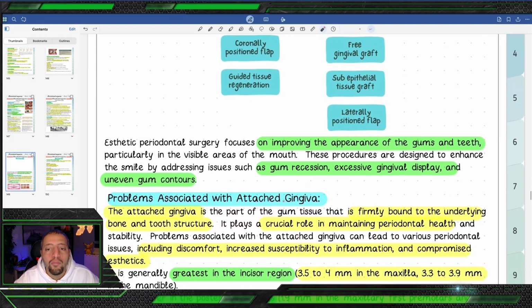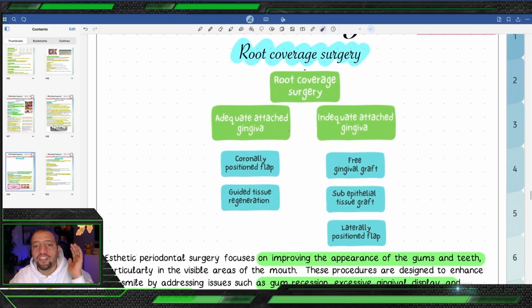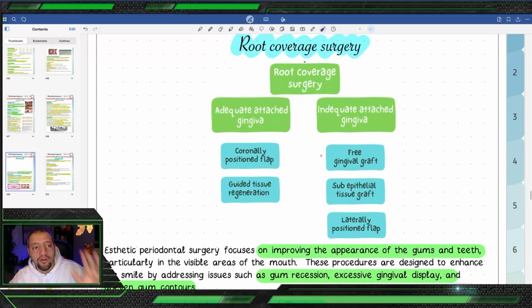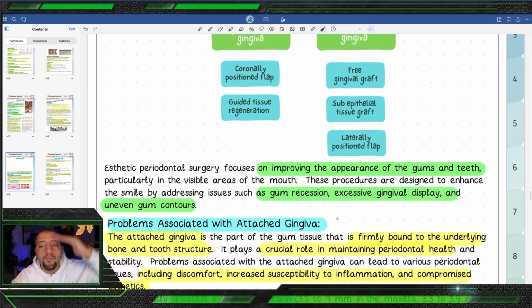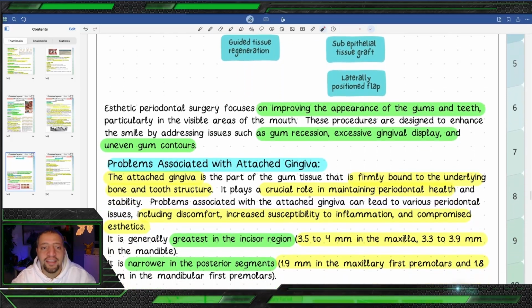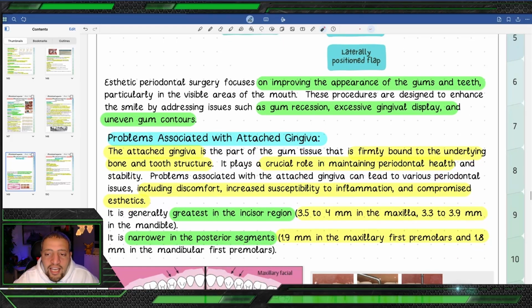Okay, so before we discuss more, we need to understand attached gingiva. We discussed before how you measure it. But commonly, we have areas where we have more attached gingiva and areas where we have less. This aesthetic periodontal surgery focuses on improving the appearance of the gum and the teeth, particularly in the visible area, which is the anterior teeth. This procedure is designed to enhance the smile by addressing issues such as gum recession, excessive gingival display, and uneven gum contour. What's the problem with attached gingiva?